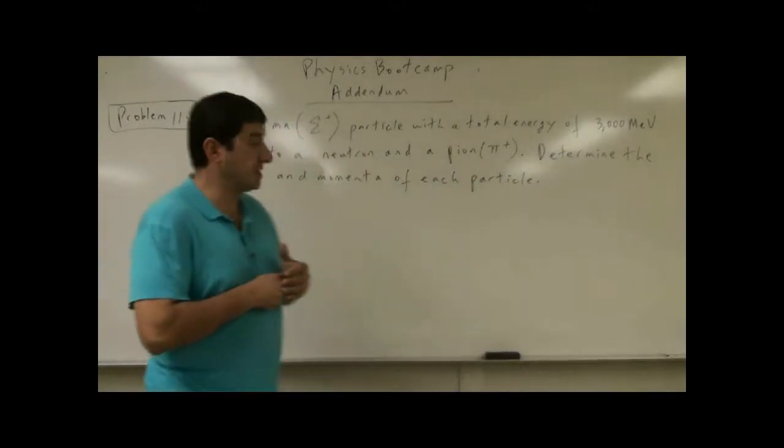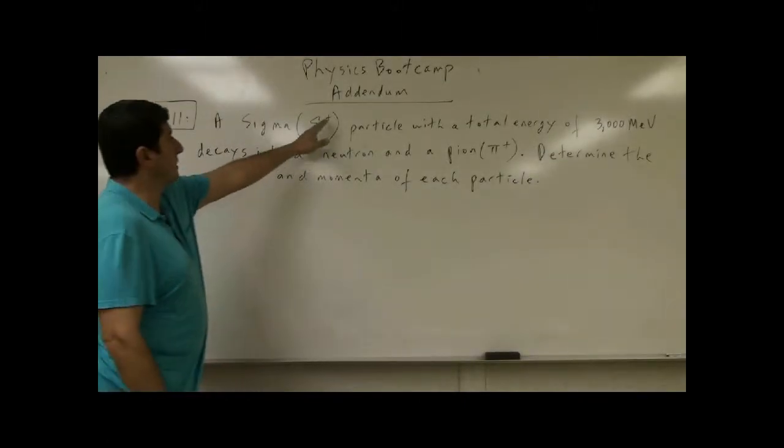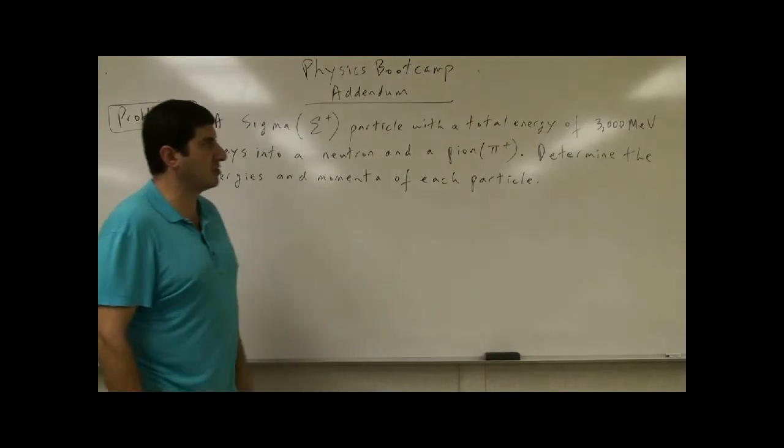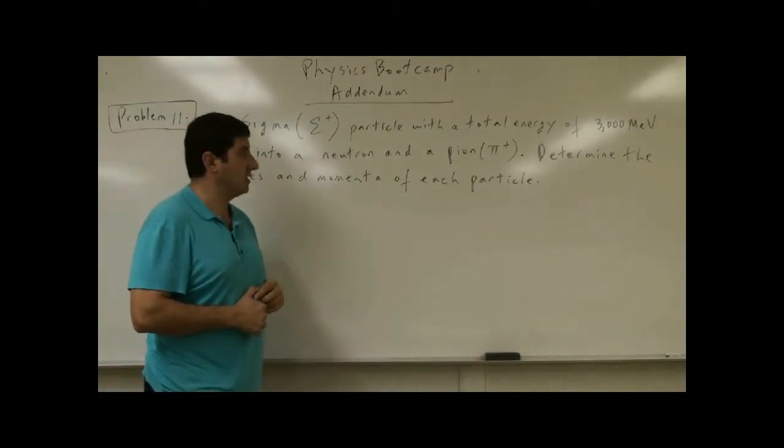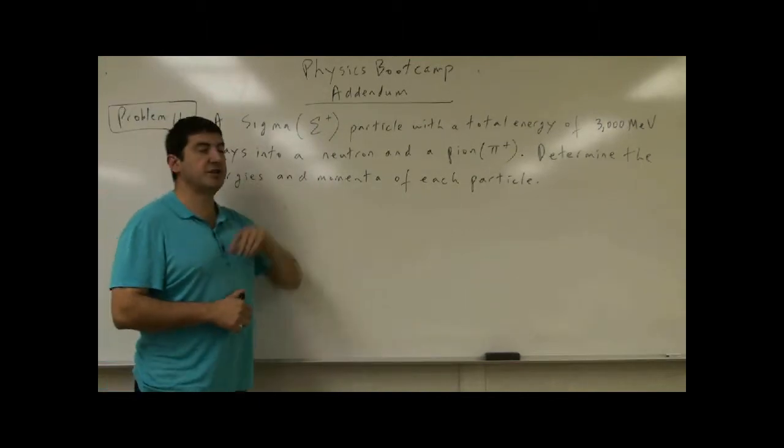We are going to do problem 11. It says a sigma plus particle with a total energy of 3000 mega electron volts decays into a neutron and a pion. Determine the energies and momenta of each particle.